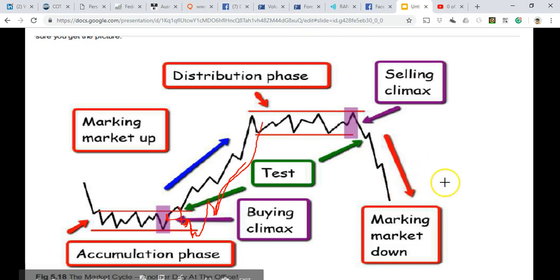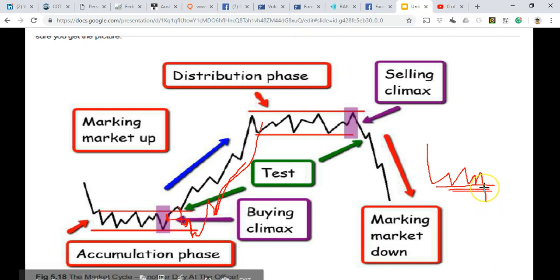Another way he goes into testing is to create panic. He marks the market down aggressively through this zone, and marks it down aggressively through this zone, hitting the stops of these traders. Two things happen here. He hits the stops of those that were buying and thought the accumulation phase was over, and he sees an opportunity to buy even much cheaper.